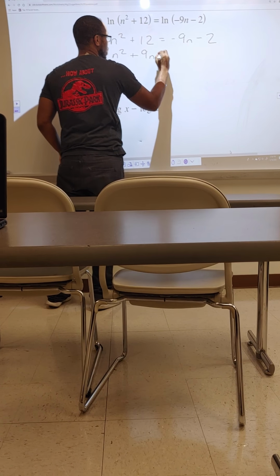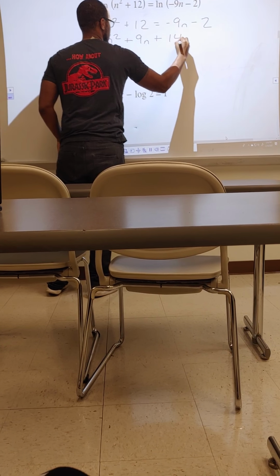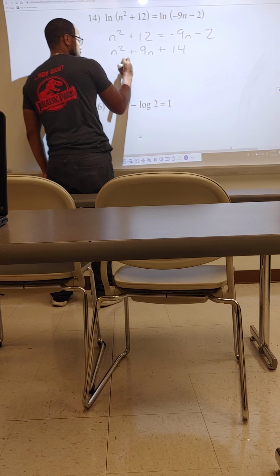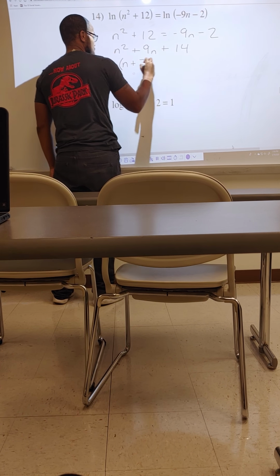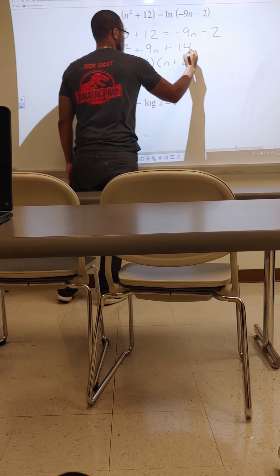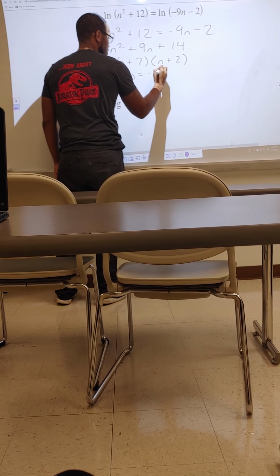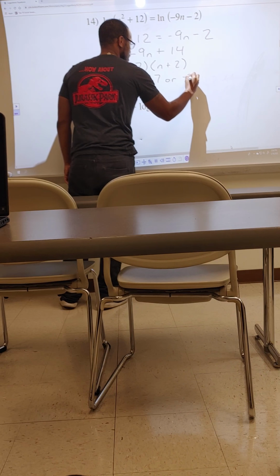Then we have 12 plus 2, which makes that 14. Find your factors of 14 that add up to 9, which is going to be 7 and 2. And now we have our solutions: negative 7 or negative 2.